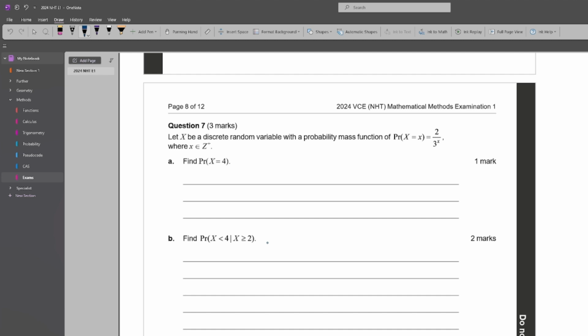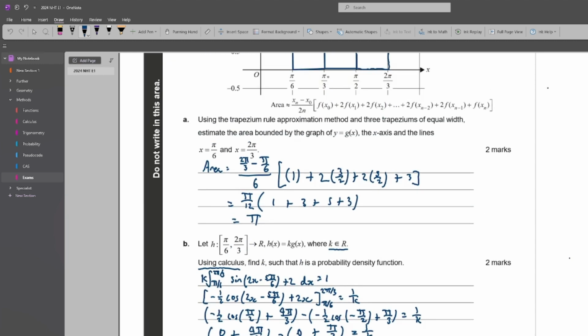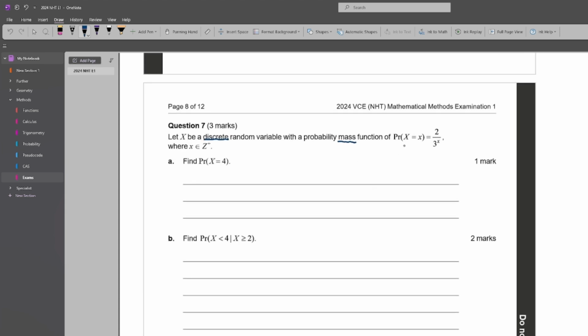Question 7, we've got a discrete random variable x with a probability mass function. So it's a mass function because it's a discrete variable. It would be a density function for a continuous variable like this one here. Of probability x equals 2 on 3 to the x, where x is a positive integer. So this is like a geometric series. So this is kind of specialist.